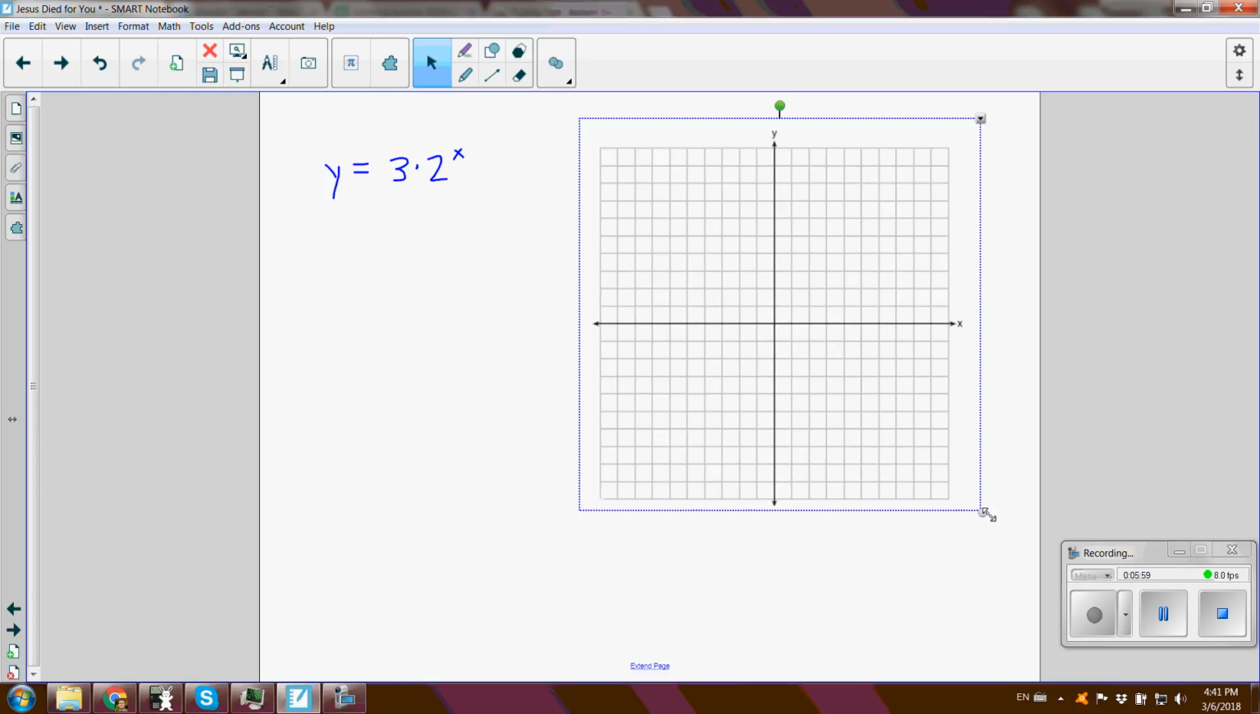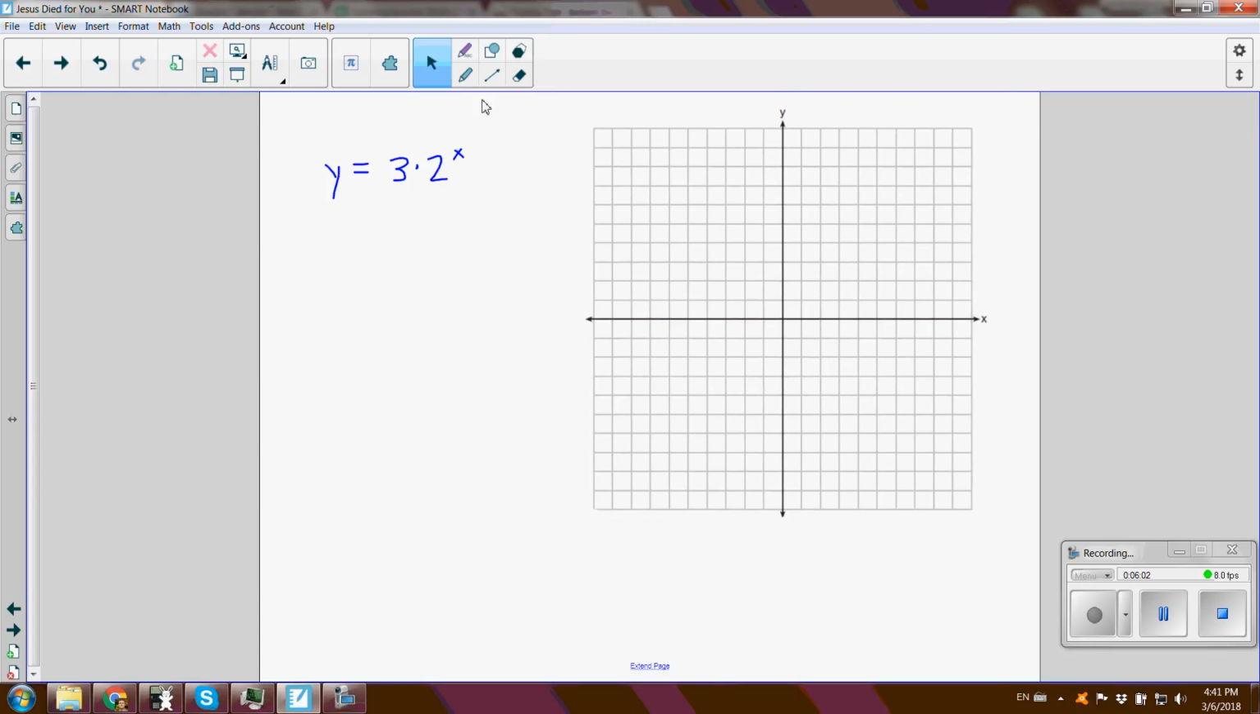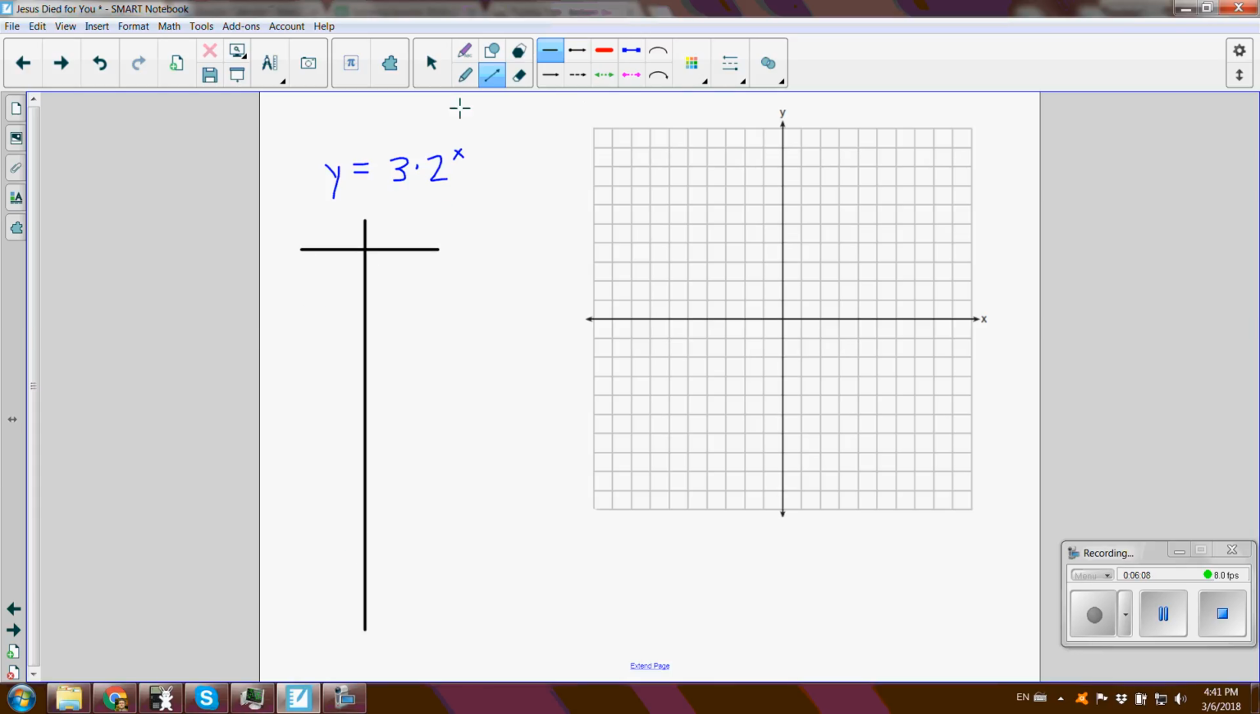All right, well, if x equals 0, let's make another table of values. 3 times 2 to the x. If x equals 1, then 3 times 2 to the first power.